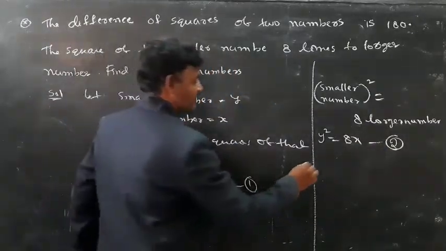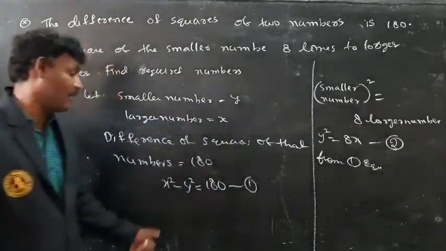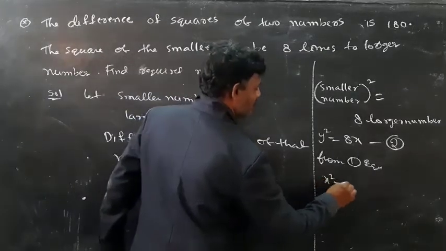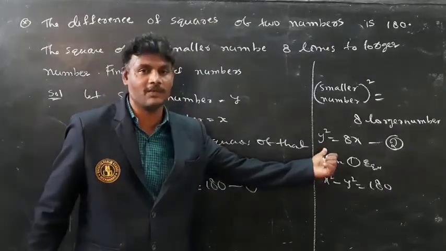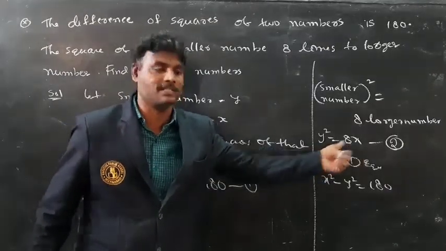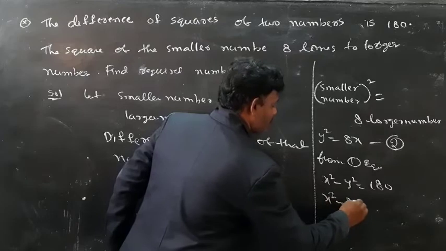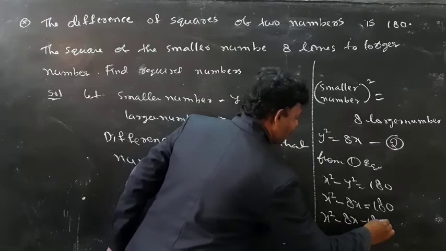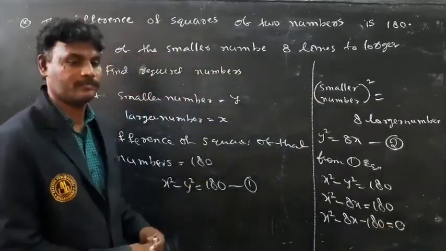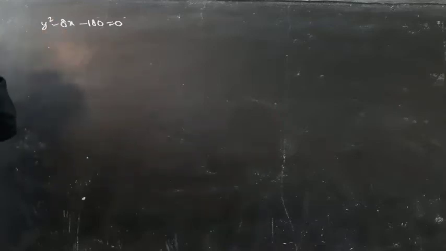So from equation 1, what can we write here? x square minus y square is equal to 180. But here I know the value of y square, so in the place of y square I am replacing 8x. x square minus 8x is equal to 180. Then x square minus 8x minus 180 is equal to 0. Here one quadratic equation is found.